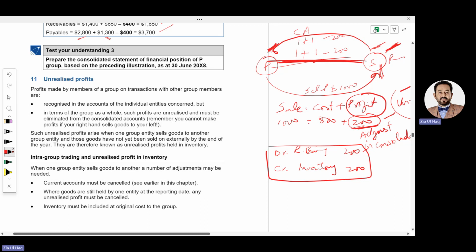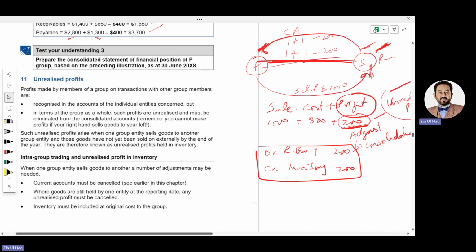In case there are intergroup transactions, there is a profit part that we need to eliminate. How can we eliminate the profit part included in intergroup transactions? By passing an entry, but we need to calculate that profit first.